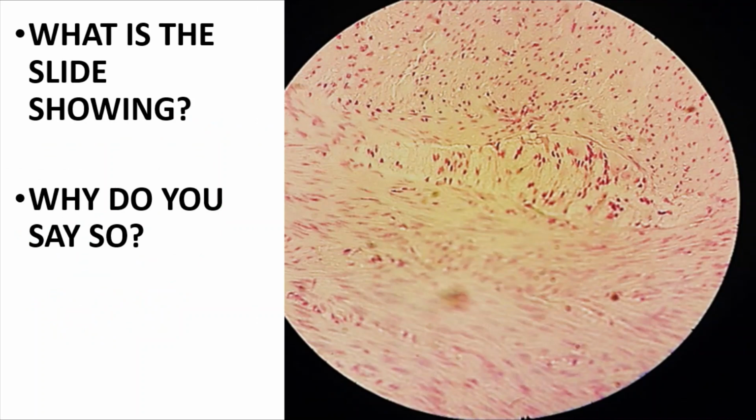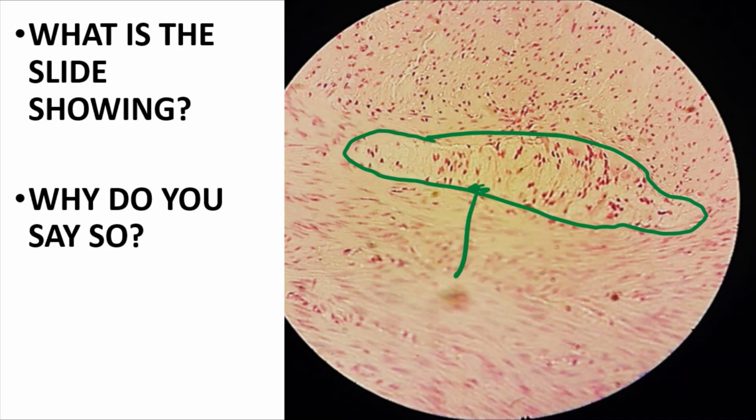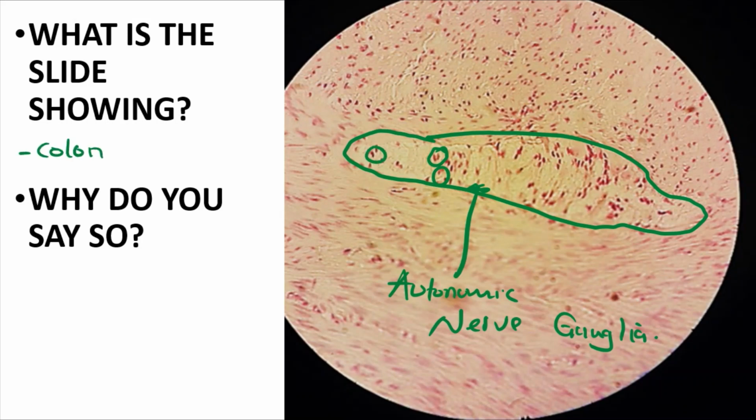What is this slide showing? This is the colon, and in the colon you've got an autonomic nerve ganglia. So this one here. Nerve ganglia is a collection of cell bodies. You can see this is a cell body here, cell body, cell body. So this is a colon with an autonomic nerve ganglia.